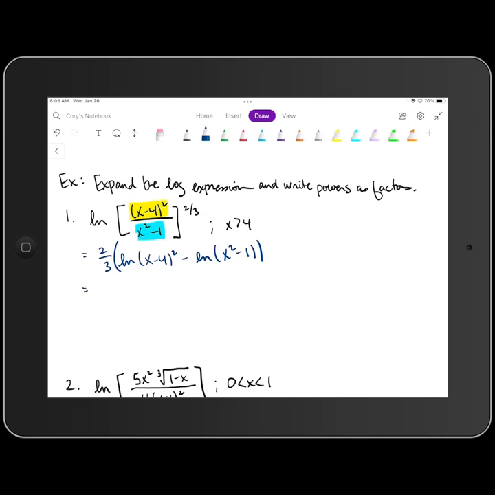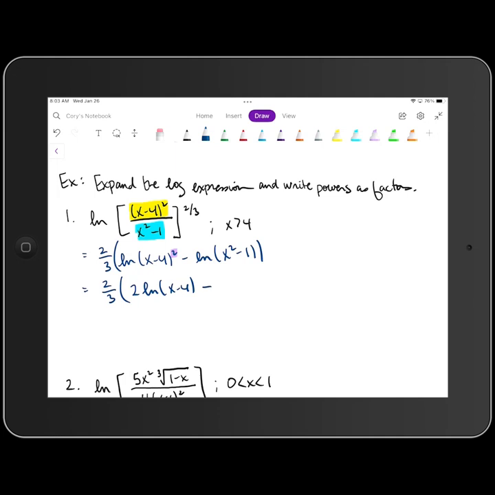So we have 2/3 times, and what I can do now is take this exponent here, 2, and pull it out front of that first log as a factor. So that's going to be 2 times the natural log of x minus 4 minus.